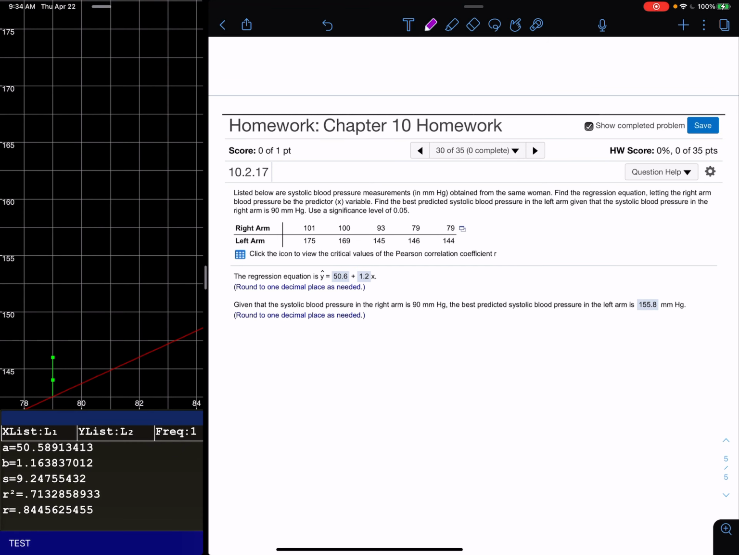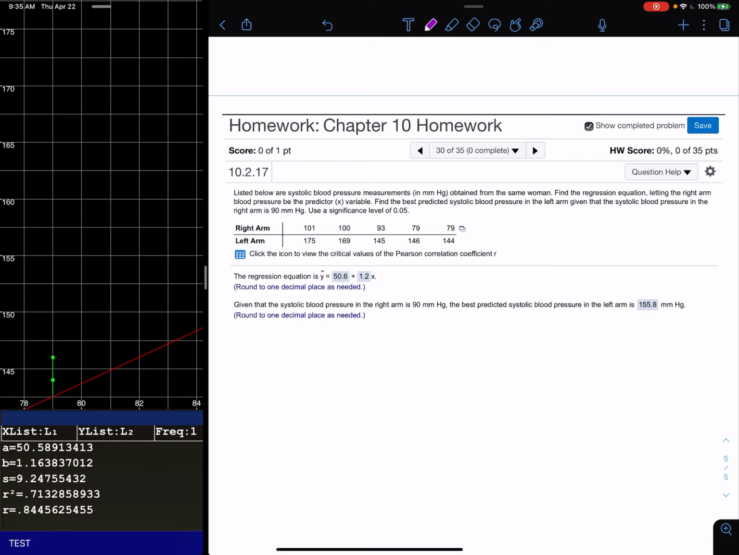Lin-Reg t-test. Now, because I'm using a free version of the calculator, it's going to look a little bit different than what it will on your TI-83 or 84. When you go over to that Lin-Reg t-test, you'll see X-list, the default should be L1, which is where we put our X values. Y-list, the default is L2, which is where we put our Y values. Frequency of 1, which is what we want.